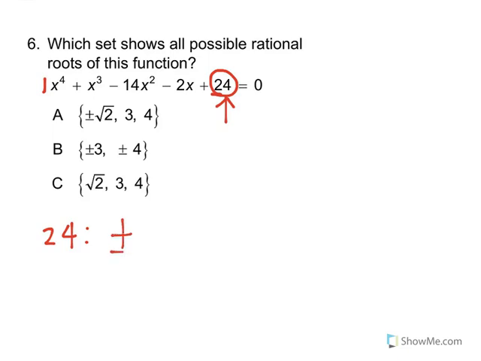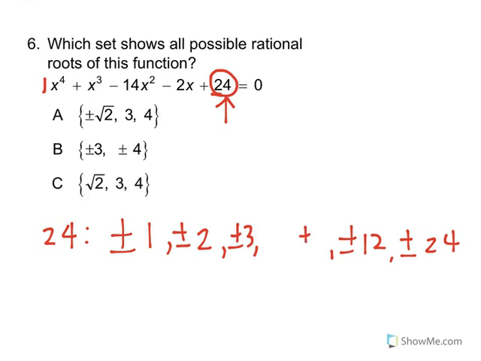The factors are plus or minus 1, because 1 times 24 is 24, so 1 and 24. And plus or minus 2 times 12, so that will be both 2 and 12. Next, 3 times 8 is 24, so it's plus or minus 3 and 8, and then we have 4 times 6 also. So those are all the possible zeros.